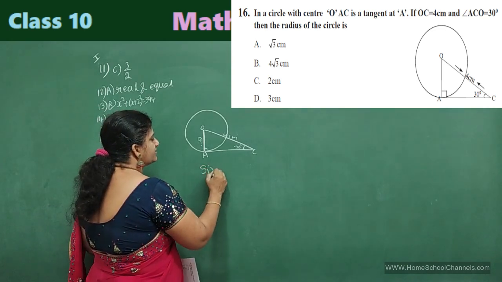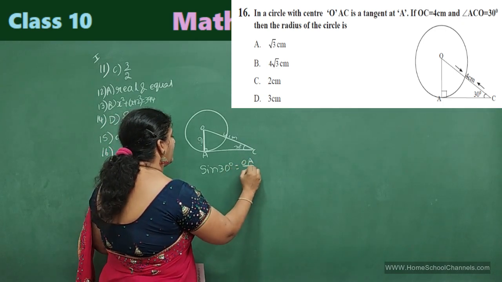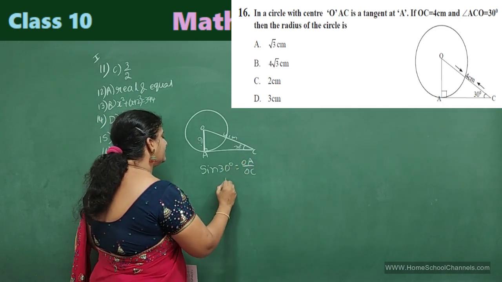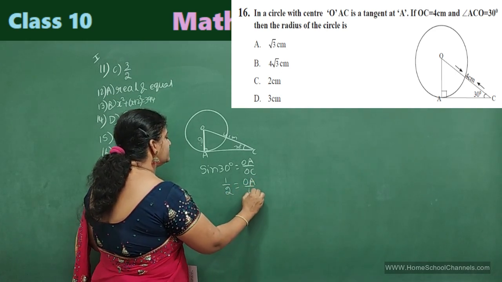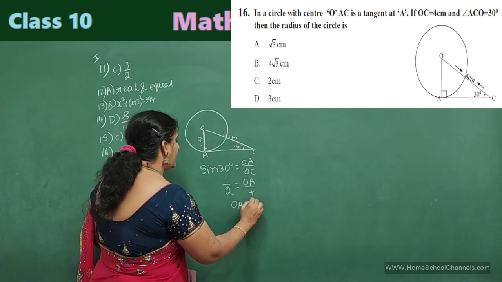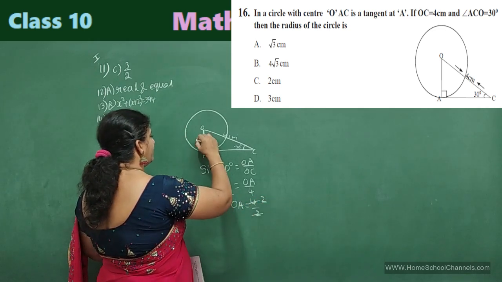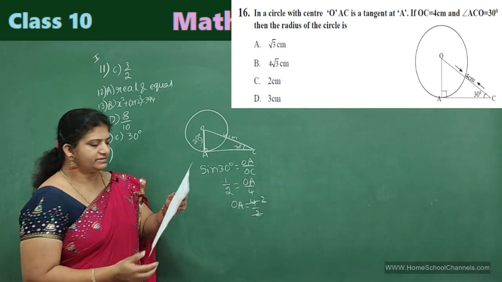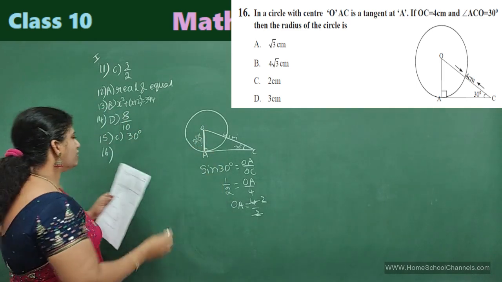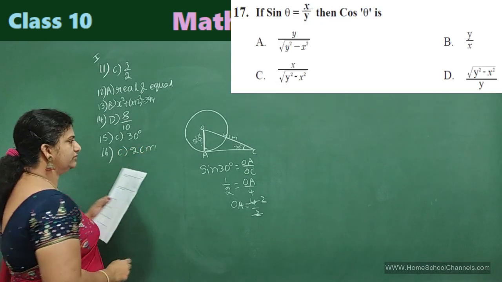Sine. Apply sine here: sine 30 degree is equal to opposite OA by OC. Sine 30 degree value is 1 by 2. OA we don't know, OC is 4. OA is equal to 4 by 2, that is, 2 twos are 4. Therefore, OA is equal to 2 centimeters. That means the radius. So, your option is option C, 2 centimeters.